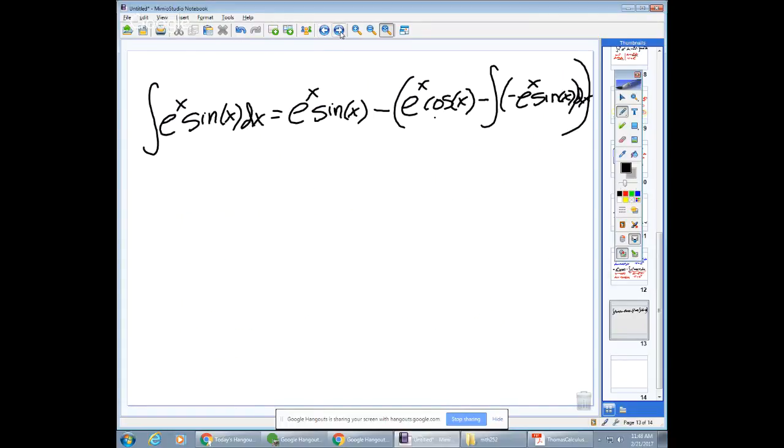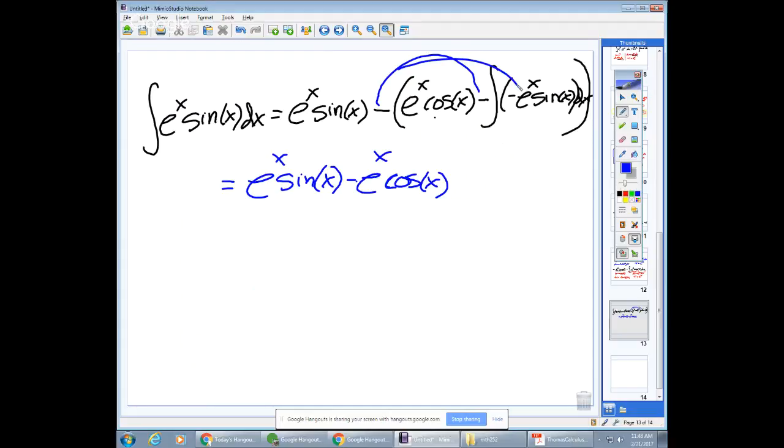All right, so we have some signs to clean up and see what happens here. So I'm going to write this in blue underneath and hope it helps. I got e to the x sine of x minus e to the x cosine of x. And then I have a minus, a minus, a minus, right? Which altogether, 3 minuses make a minus. Okay, so now I have a minus integral of e to the x sine of x dx. Oh my gosh, I'm back where I started.